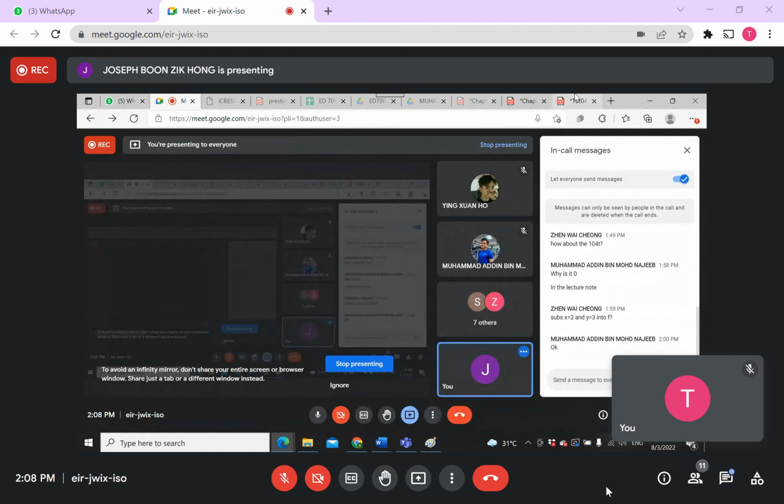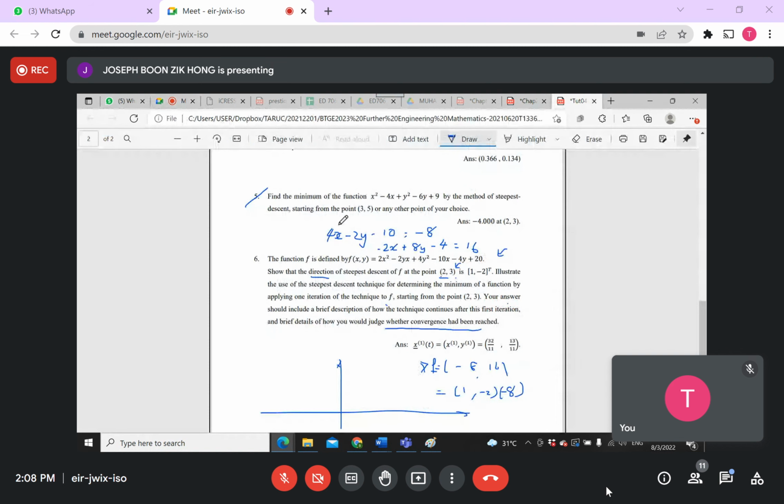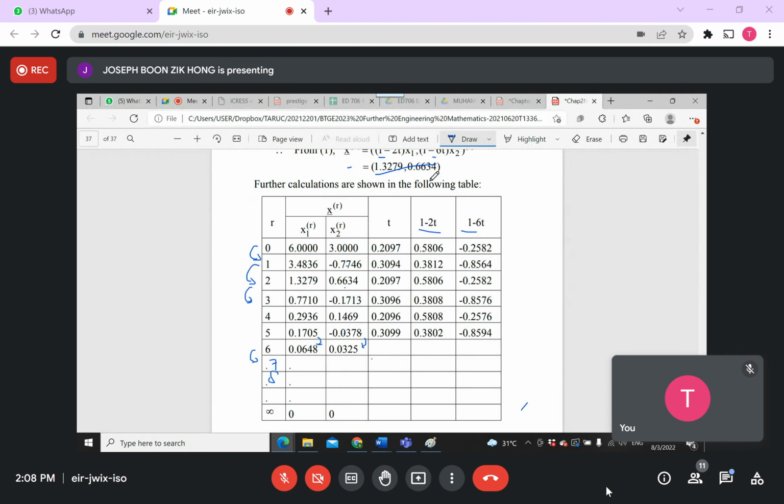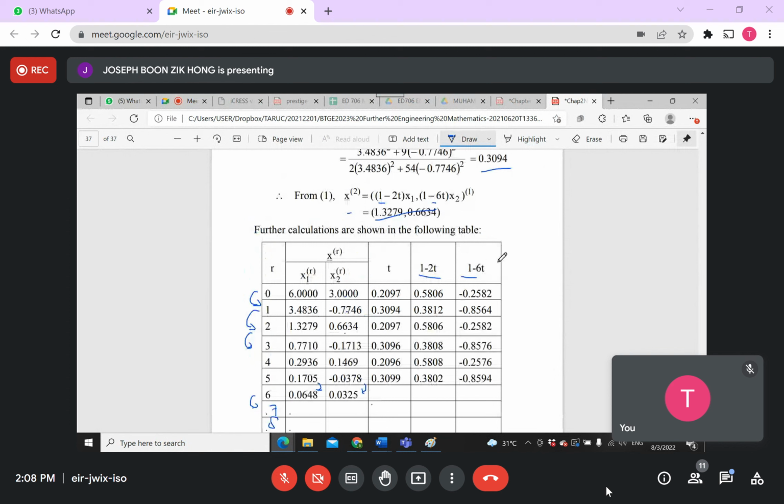Okay, so for this question 6 I will leave it to you. Try to do it. If you cannot do it, let me know, and then I can show you the answer. I can send you the solution if you want. But of course, you have to try first.